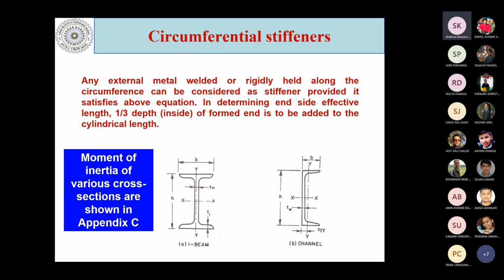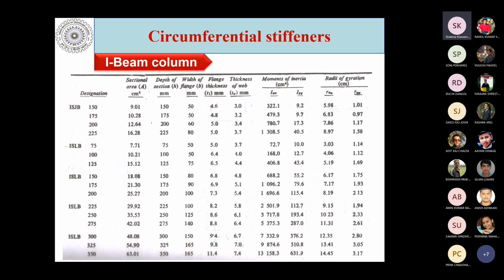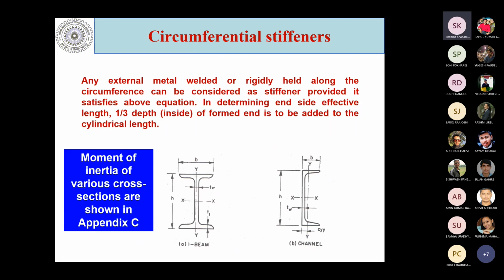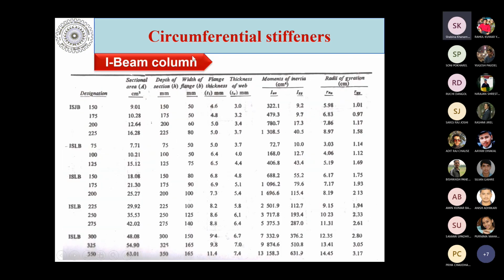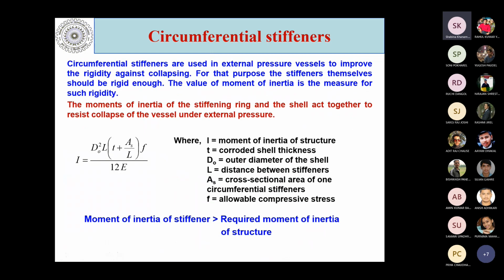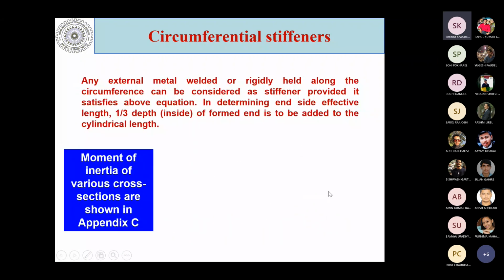So now we will see how this Appendix C table looks. This is for the I beam. Okay, these parameters are for the I beam. These are the standard designations. Sectional area A is given for this. So whatever AS you are considering, this is nothing but this value. AS, I hope you understand this value, is the cross sectional area of one circumferential stiffening ring.